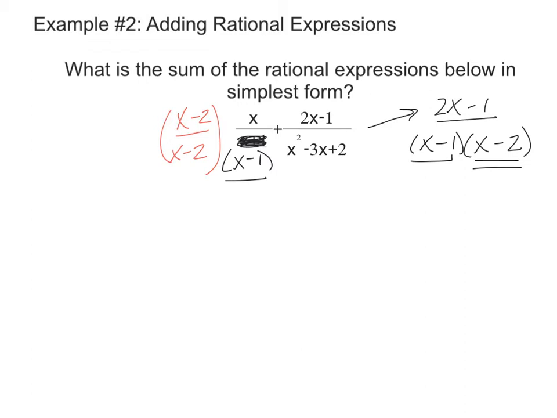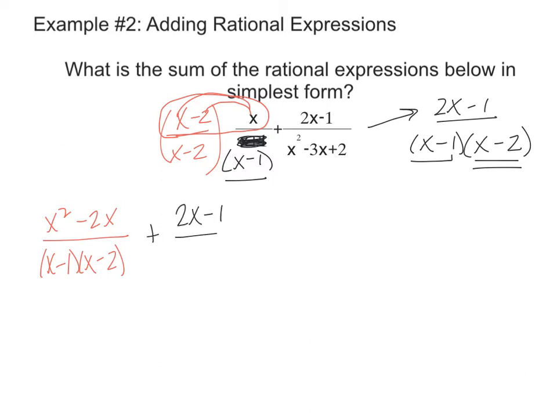Okay, so if I take the new tops here and multiply, x times x is going to give me x squared, x times negative 2 will give me negative 2x. And the denominator, I'm going to go ahead and keep this all factored. It's still x minus 1 and x minus 2. Okay, and then we're just going to bring that original second fraction back. So 2x minus 1, and then x minus 1 and x minus 2. So at this point, everything has the same denominator, right?